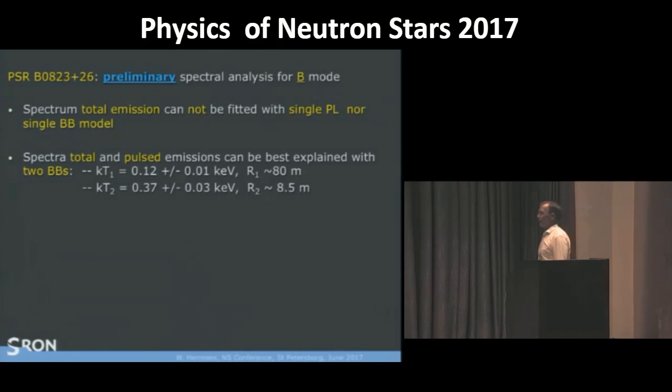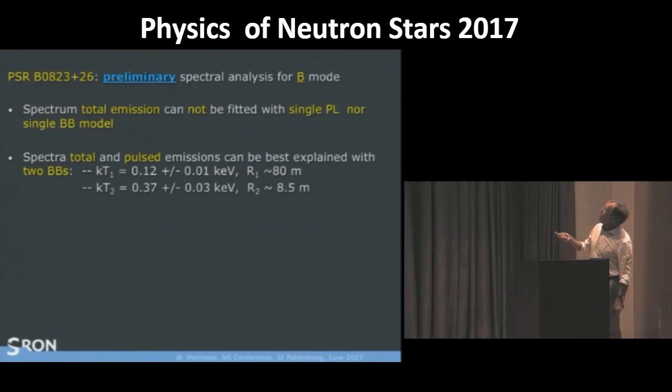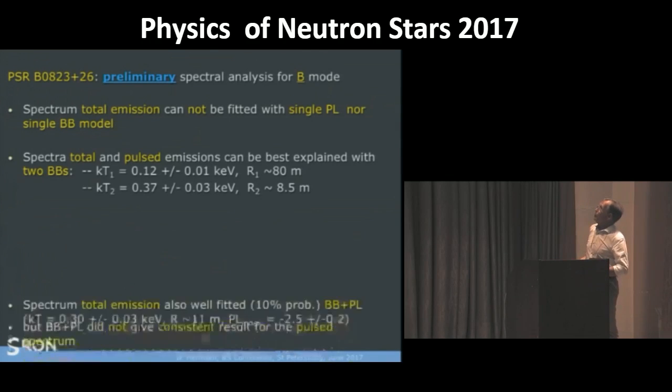I said already these are first results. Up to now it's not ambiguous because these results are there. We started the spectral analysis. And there, let's say, the total emission cannot be fitted with a single power law or a single black body. Clear. And we have very nice spectral fits with 2 black bodies, again a cooler and a hotter one, with small radii. When we take this black body fit, indeed, this is an explanation similar to 1822.